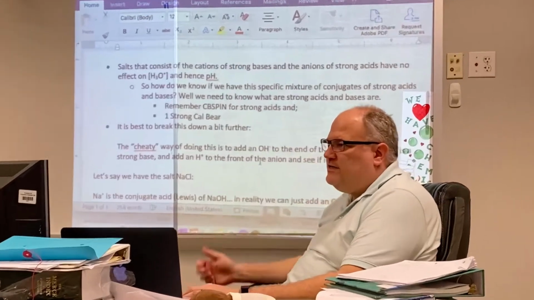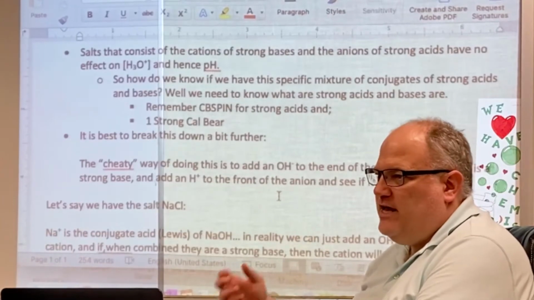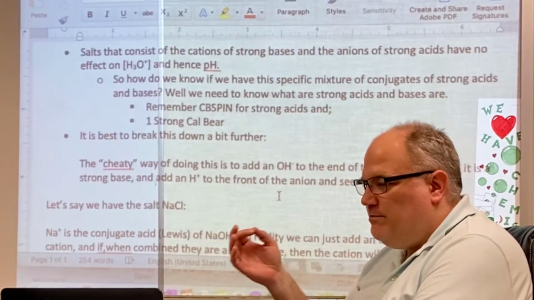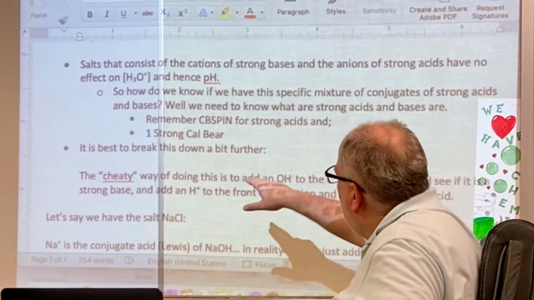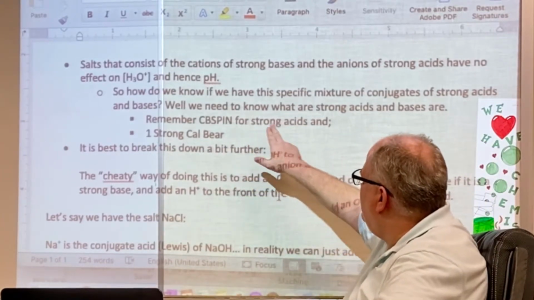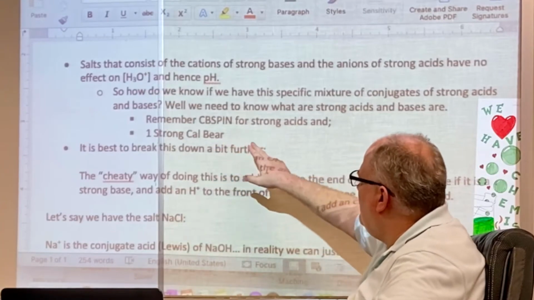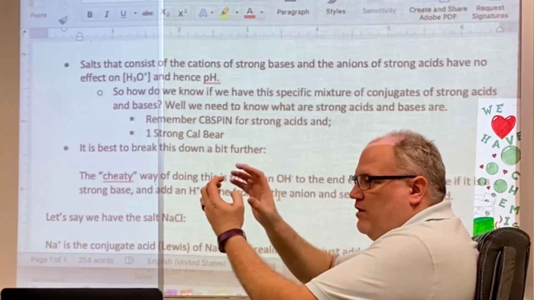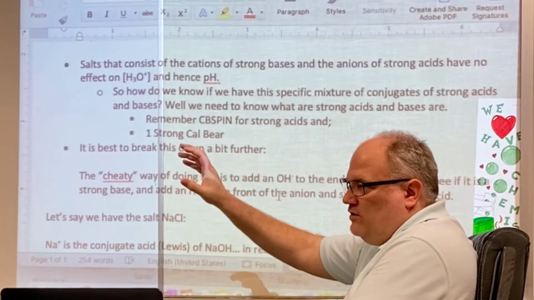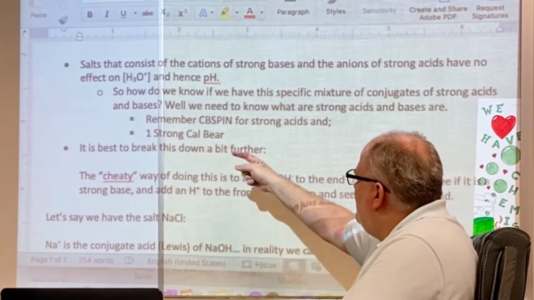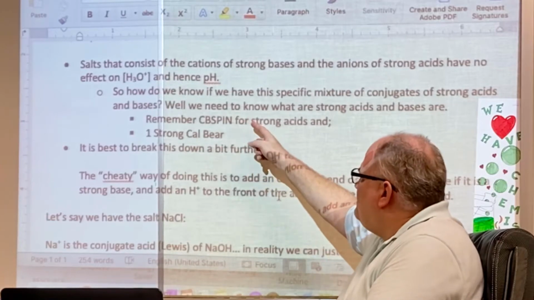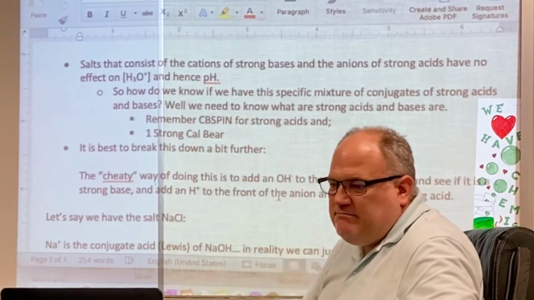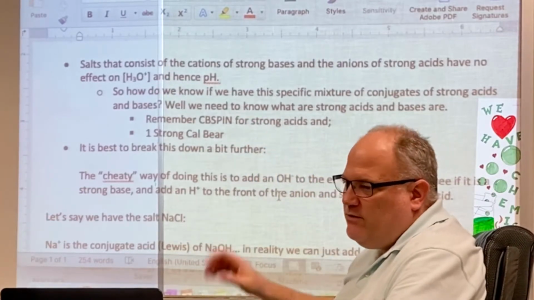So one of the hardest things here is trying to determine whether a salt, any ionic compound, is acidic or basic. So here's what we do. We remember CBS pin and remember one strong conjugate. Then we take the front part of the salt and put it together with the base portion and see whether or not it's a strong base. And we do the opposite for an acid. Now that doesn't make very much sense, so here's how we're doing this.